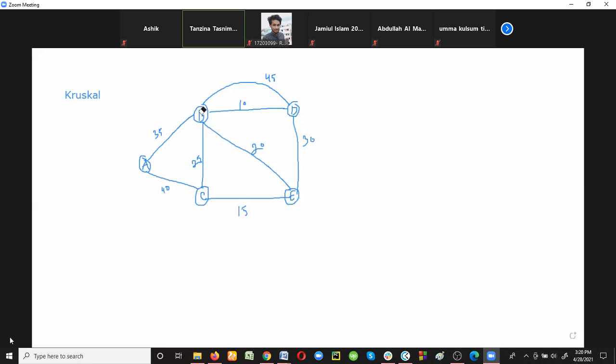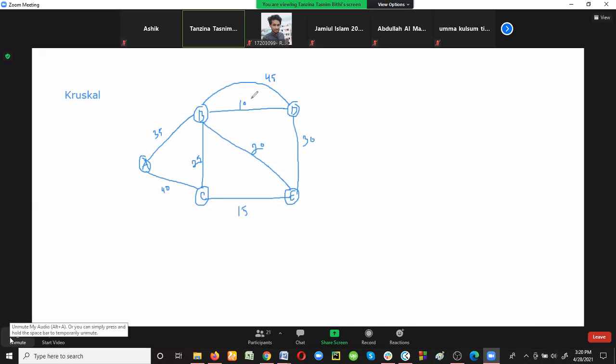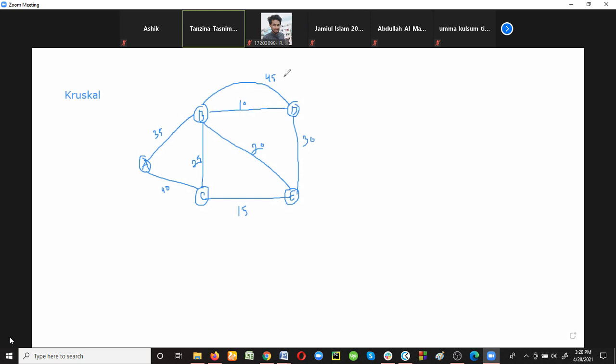And now between these two nodes B and D, how many edges do we have? 2 edges, 10 and 45. So which one should be removed? There are 2 edges between B and D, and their weights are 10 and 45, right? So which edge will be removed? The edge with the maximum weight. So this one will be removed. That is the first step of Kruskal algorithm. Remove all the loops and all the parallel edges.